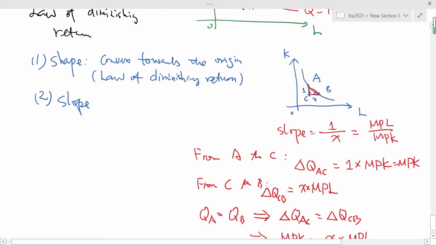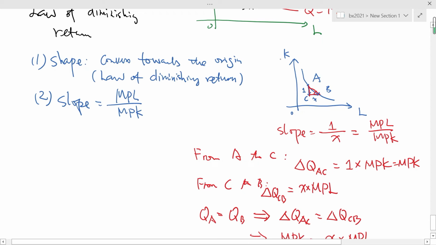So the slope here, we see that is MPL over MPK. And by the way, you want to pay attention to which one is on the top. Which one is the numerator? Which one is on the bottom, the denominator?